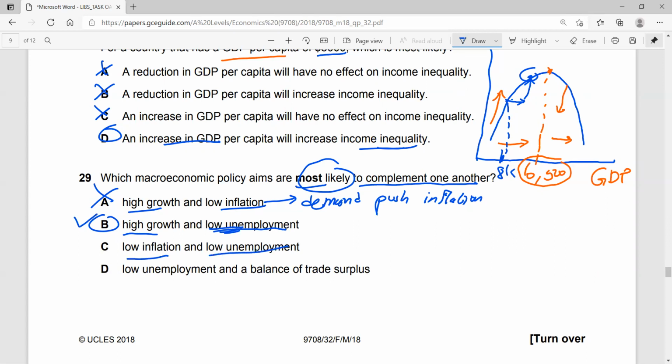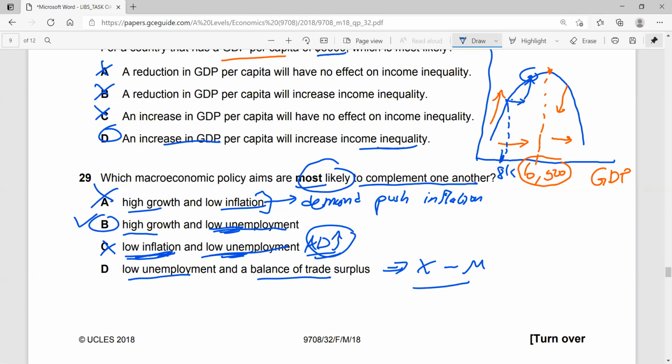Low inflation and low unemployment, this is again contradictory in most cases, because if you have low unemployment, you usually get low unemployment by, again, having higher levels of aggregate demand, trying to grow the economy. But if you have all of this, then it's very difficult to have this, as explained here, because you run into demand push inflation. Low unemployment and a balance of trade surplus, where the balance of trade is your export revenue minus your import expenditure.